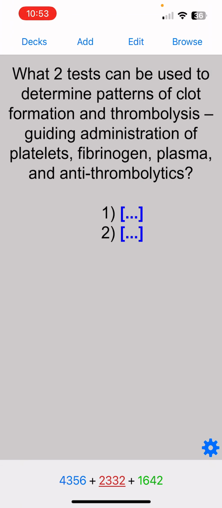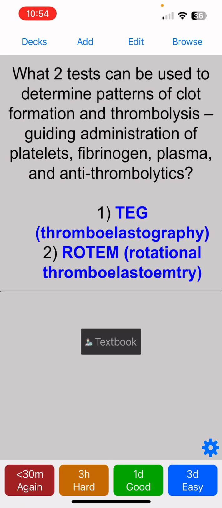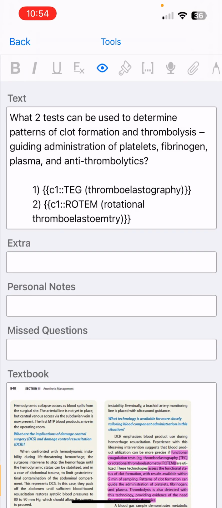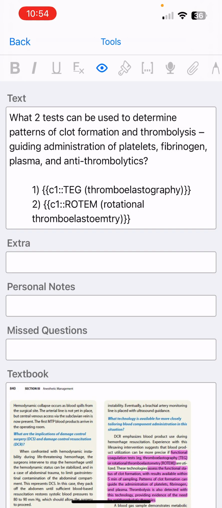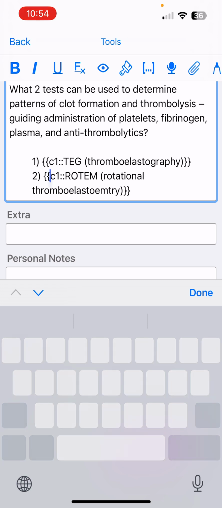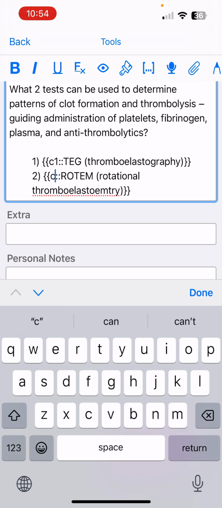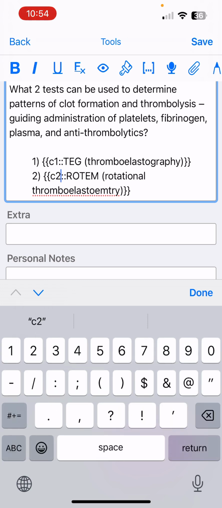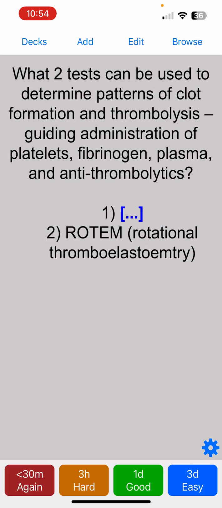Wow. What 2 tests can be used to determine the patterns of clot formation and thrombosis guiding administration? CBC, a TEG, and a ROTEM. I've never ever heard of these terms ever before. I'll let you know that right now. Never in my entire life have I heard these terms.